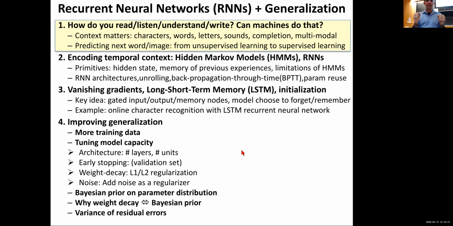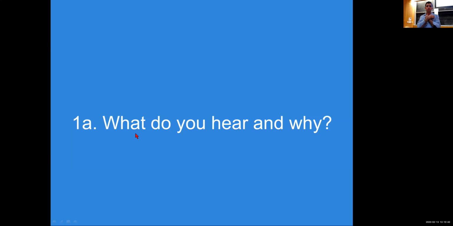So how do we read? How do we listen? How do we understand? How do we write? And also, how can machines do that? And then we're going to talk about how we encode temporal context, and then a very cool architecture for these recurrent neural networks, and then we're going to look at generalization. So what do you hear and why?